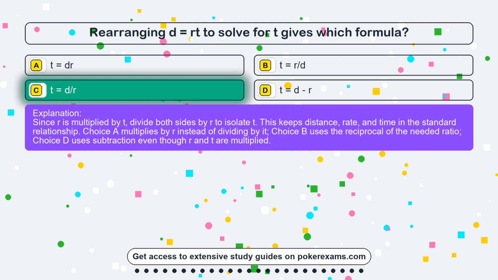Choice A multiplies by r instead of dividing by it. Choice B uses the reciprocal of the needed ratio. Choice D uses subtraction even though r and t are multiplied.